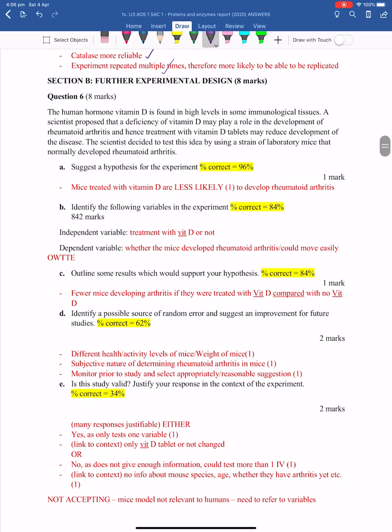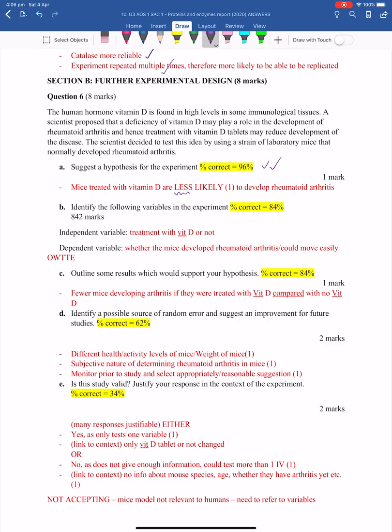As we go down, section B, so that was all. We finished with our experimental design. Now we're going to go on to new experimental design. Very, very happy to see that 96% of people could give me a hypothesis. So with the hypothesis, it had to have a direction. So the mice that were treated with vitamin D are less likely to develop rheumatoid arthritis.